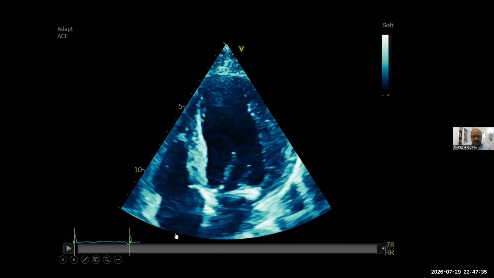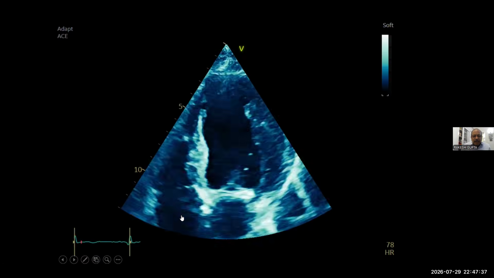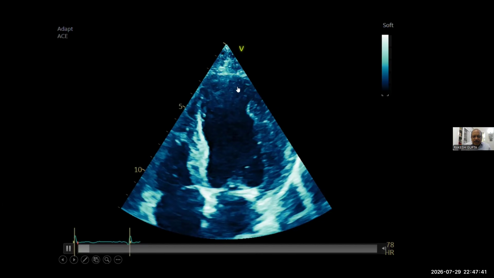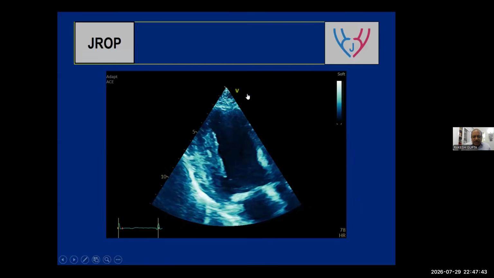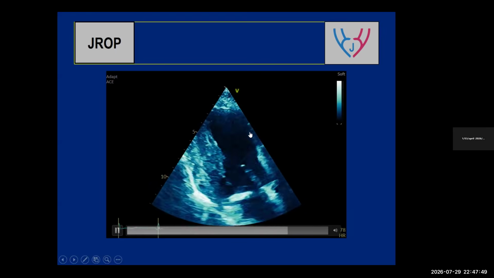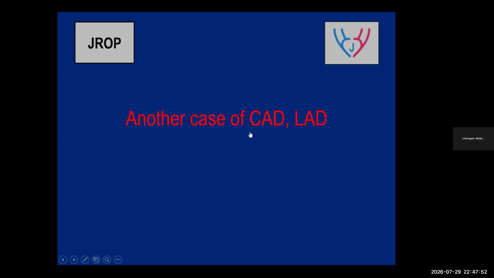hypocontractile, correct? So we are not going to talk of LAD territory. We are going to talk apical septum, apical lateral along with the apex. Now look at the three-chamber view. The mid-anterior septum is hypokinetic. Then we look at the two-chamber view.